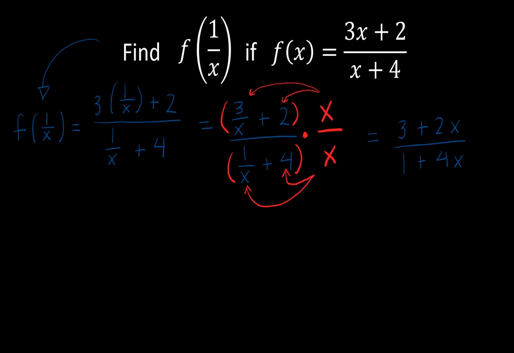When we multiply 3 over x by x in the numerator, the result is 3. The x's cancel out. And then when we multiply x times 2 in the numerator, we get 2x. So when we multiply by x in the numerator, we get 3 plus 2x. And then when we multiply by x in the denominator, we get 1 plus 4x. And because this is a fully simplified fraction, that means that we're done. So evaluating f at 1 over x gives us 3 plus 2x over 1 plus 4x.